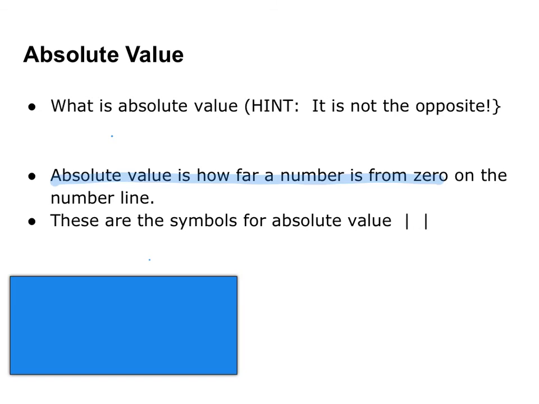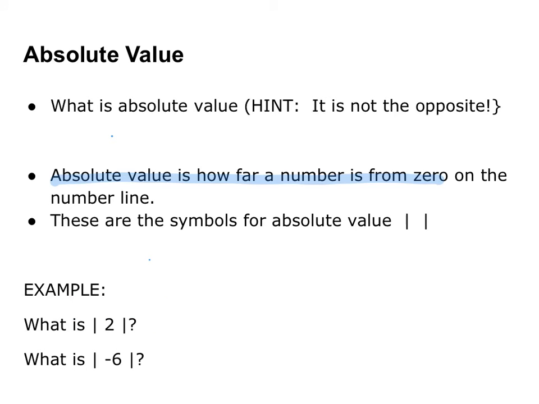So let's look at a couple of examples. What is the absolute value of 2? Well, 2 is 2 steps away from 0 on the number line, so the absolute value of 2 is 2. And what is the absolute value of -6? -6 is 6 steps away from 0 on the number line, so it is 6.